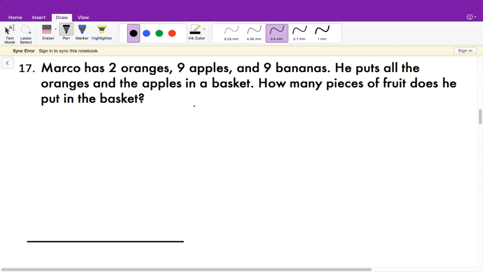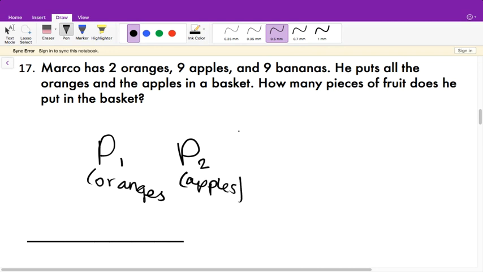Now, it could be a compare, but I do not see them using any comparison words like more than, fewer than, or as many as. So this is a part whole problem. We want to know how much fruit he's putting in the basket. He's put oranges and apples in the basket. So those are our 2 parts. And the basket, or all the fruit in the basket, would be our whole. So this is the basket of fruit that is the whole.